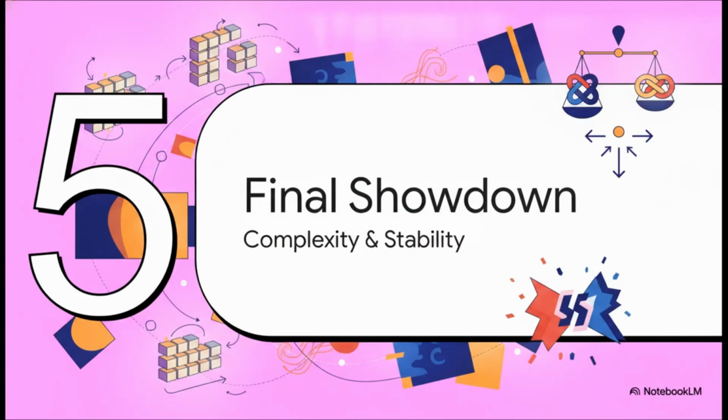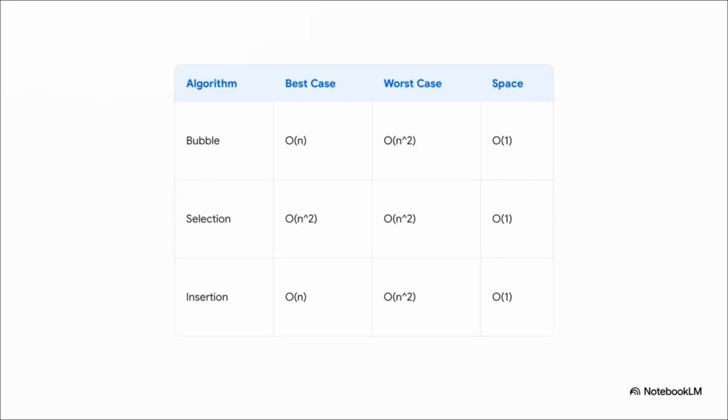All right, it's time to take these 3 theories and throw them into a real-world arena. Welcome to Section 5, Complexity, Stability, and the Final Showdown. Let's talk big O notation. First, the good news. All 3 algorithms have a space complexity of O(1). This means they are in-place sorts. They don't hog huge amounts of extra memory to get the job done.